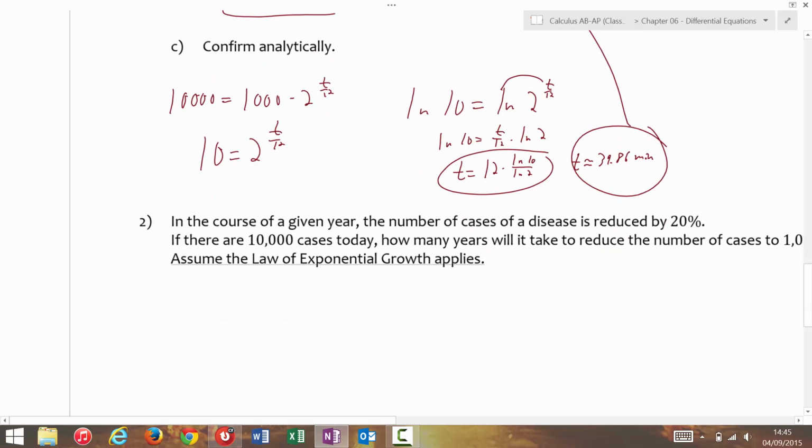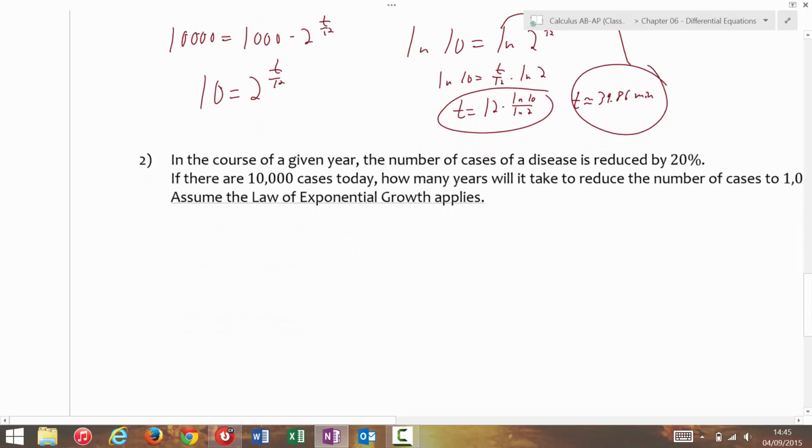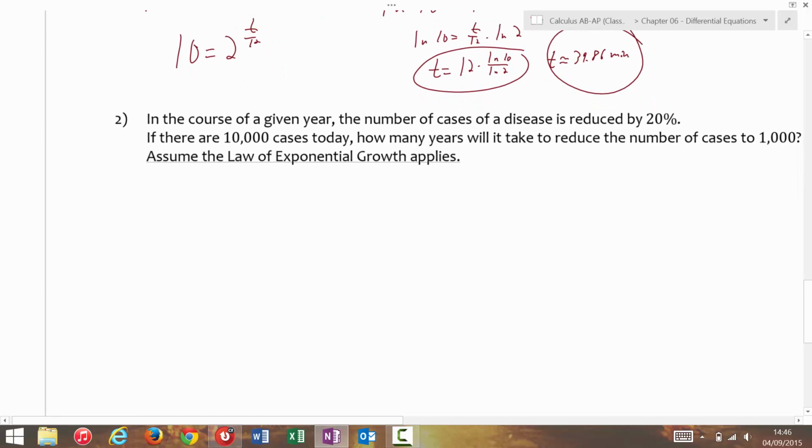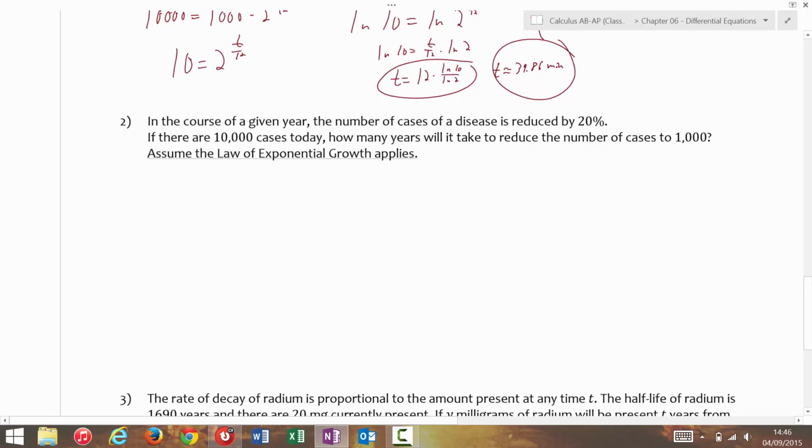Okay, next. In the course of a year, the number of cases of a disease is reduced by 20%. If there are 10,000 cases today, how many years will it take to reduce to 1,000? Then it says assume the law of exponential growth applies. That is also underlined here to show you that we can use this y equals y sub 0 e to the kt.